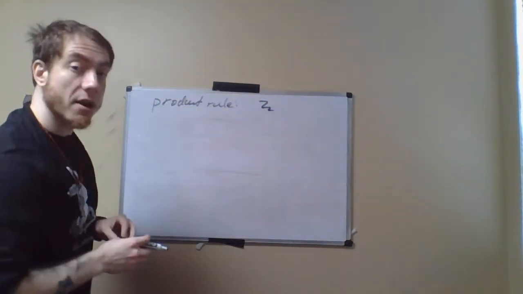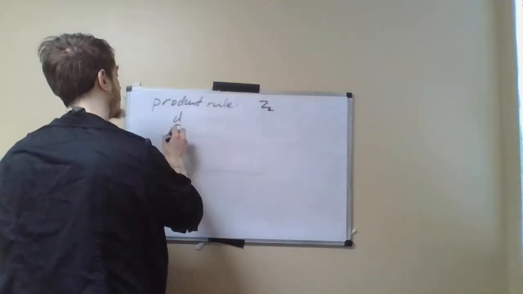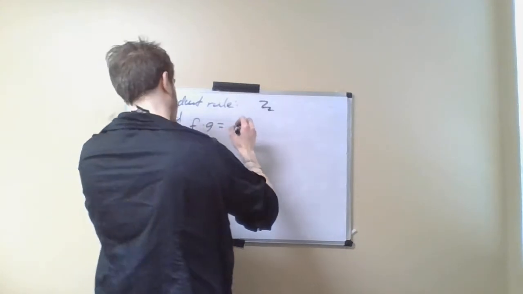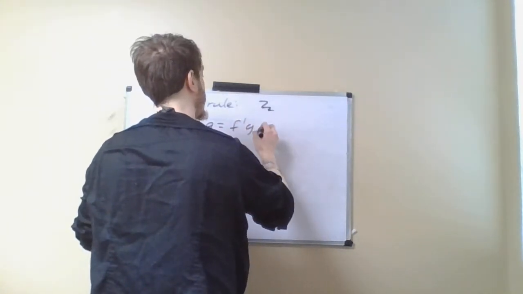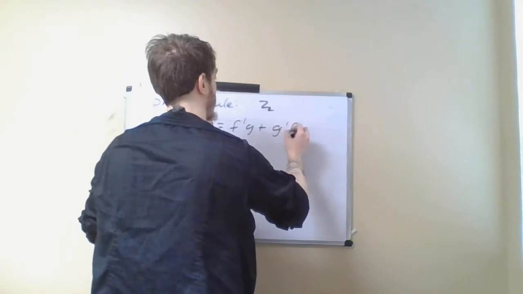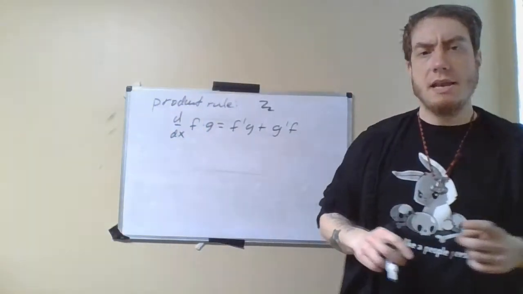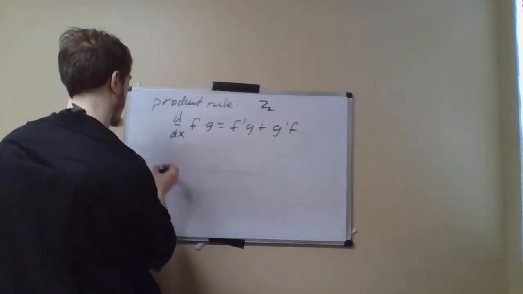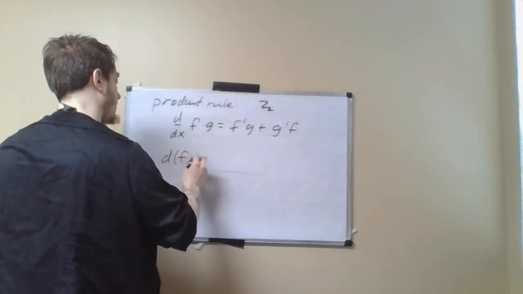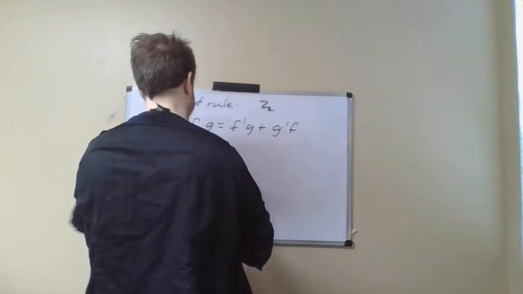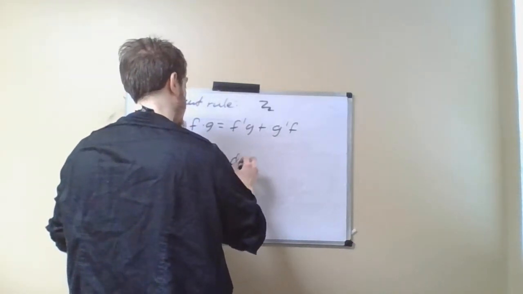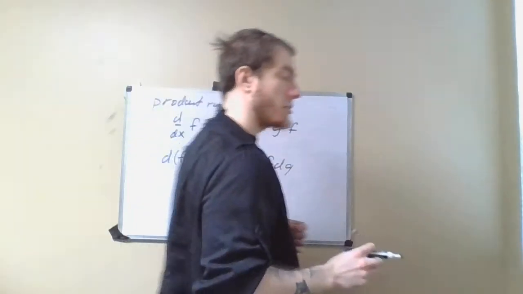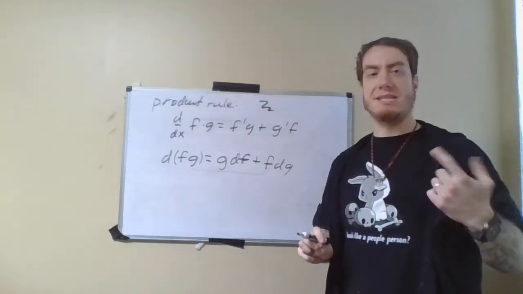So remember, what the product rule says is that if I want to take the derivative of f times g, this is f prime g plus g prime f. Now, I'm going to write this out in a slightly different way that's a bit more convenient. I'm going to write this using differentials. The differential of f times g is then g df plus f dg. Remember, a differential is just the derivative times dx.